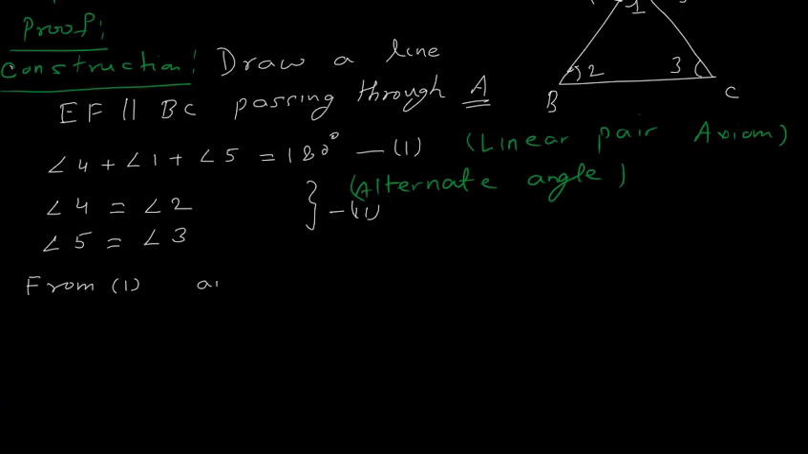So from 1 and 2, in place of angle 4 I can write angle 2, then I have angle 1, then in place of angle 5 I will write angle 3. So angle 2 plus angle 1 plus angle 3 is equal to 180 degrees. So the sum of the three angles, therefore hence proved.